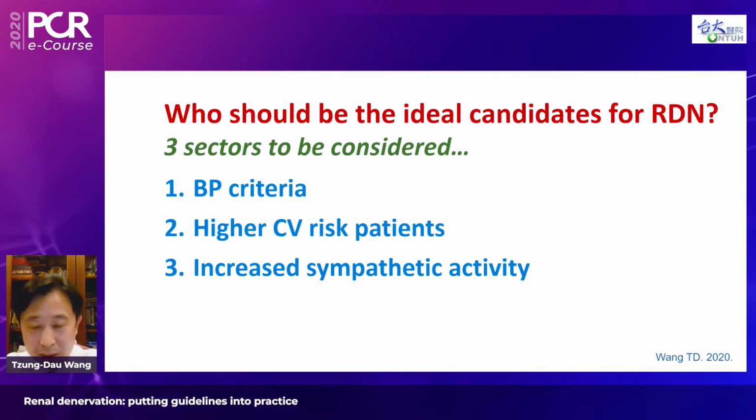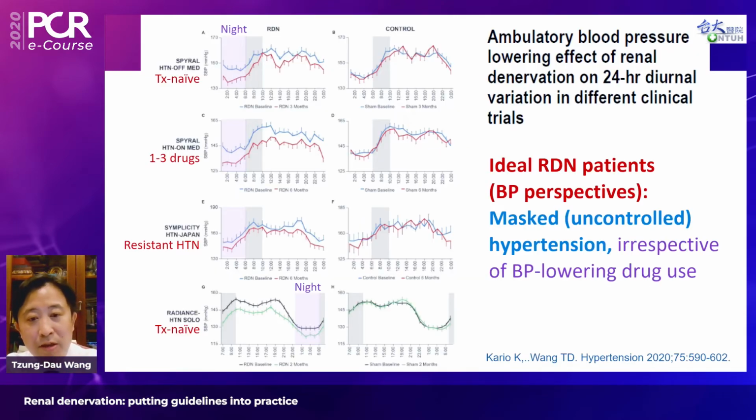So I will separate that into three sectors. The first is about the blood pressure. Renal denervation will produce year-long blood pressure reduction, a one-time procedure, year-long blood pressure reduction, maybe lifelong. And so hypertension in nighttime or early morning is very suitable for renal denervation because it can provide all day long blood pressure reduction. So masked uncontrolled hypertension are suitable blood pressure profile for renal denervation.